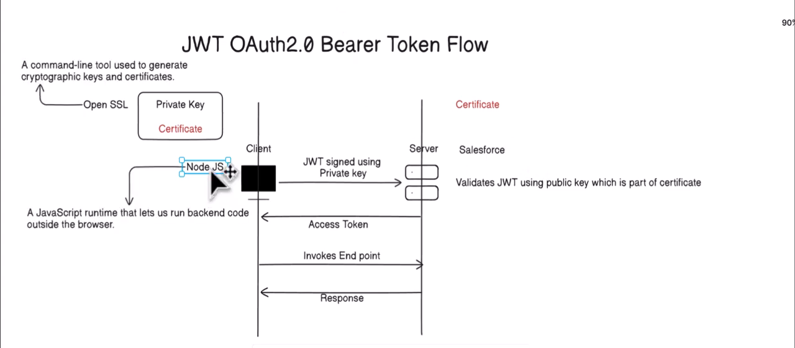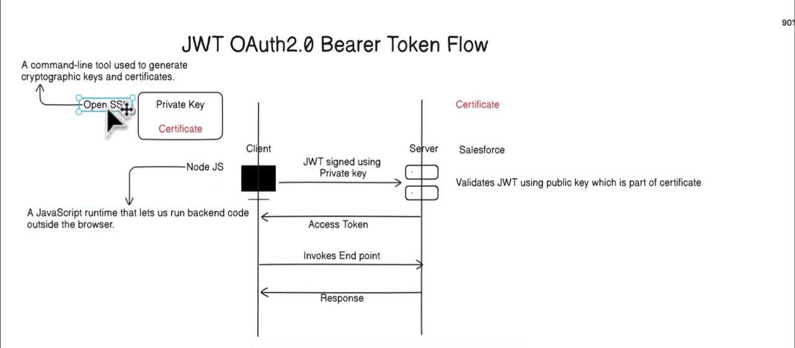So what is this Node.js? Here is the definition: a JavaScript runtime that lets us run backend code outside of the browser. What we are going to do in this implementation is use JavaScript code to prepare the JWT, sign the JWT, and make an API call to Salesforce. Generally, how do you run JavaScript code? You run it in browsers, but here we don't want to do that. If you want to run JavaScript code outside of the browser, you can use Node.js.